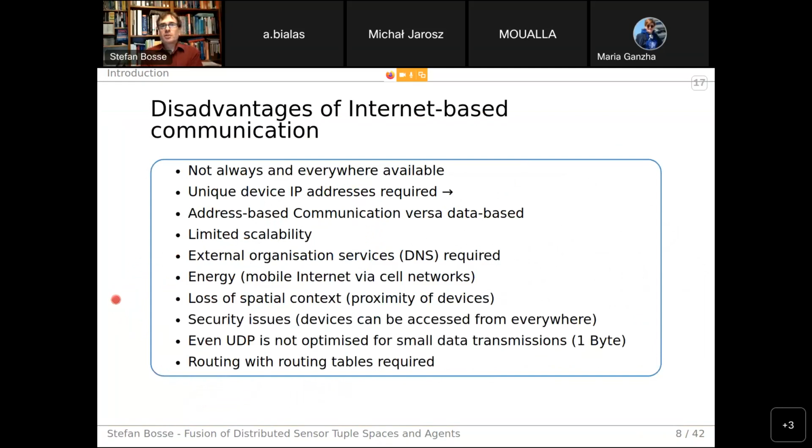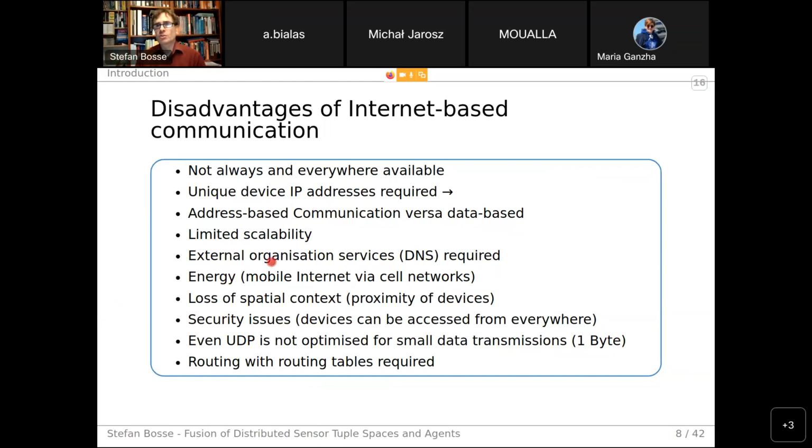What are the disadvantages of Internet-based communication? Not always and everywhere available. It's still an issue. We need unique device Internet protocol addresses. Even with IP version 6, we need them. Address-based communication, this is the typical case with IP protocols. But indeed, we need data-based communication, data-addressed communication, data-related communication, not address-based communication, because the data is the important part, not the device. So we have a limited scalability.